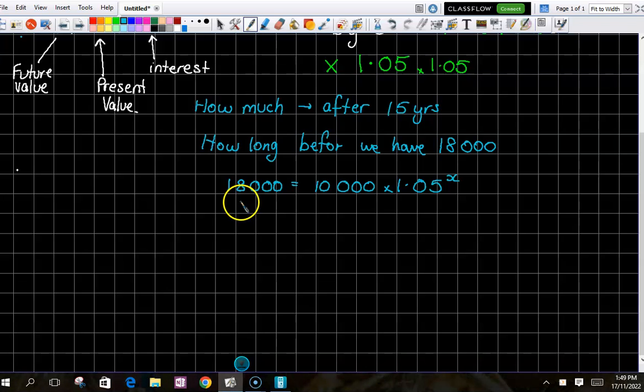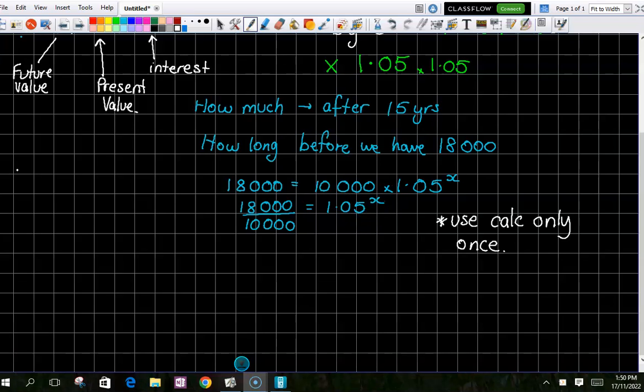Ollie is on fire. We first have to divide both sides by 10,000. You can't log too early. You're writing this down. Now, I've put there, use the calculator only once. So when we've got this, clearly I don't want to write that out every single time, so this cancels nicely. You could cancel 18 over 10, but I don't want to.